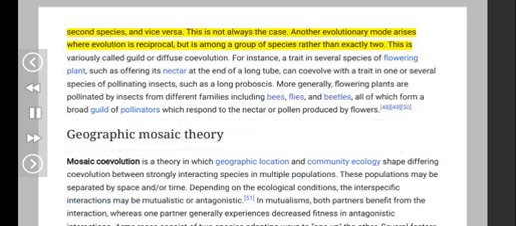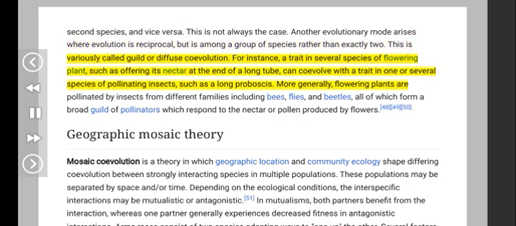Another evolutionary mode arises where evolution is reciprocal, but is among a group of species rather than exactly two. This is variously called guild or diffuse coevolution. For instance, a trait in several species of flowering plant, such as offering its nectar at the end of a long tube, can coevolve with a trait in one or several species of pollinating insects, such as a long proboscis.